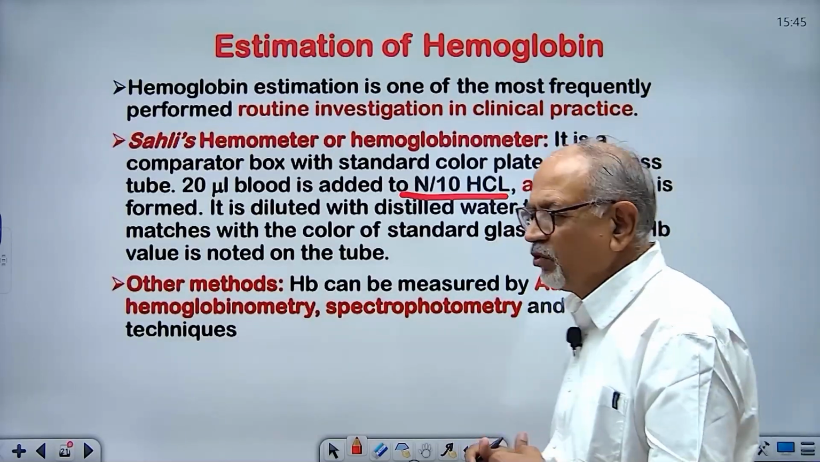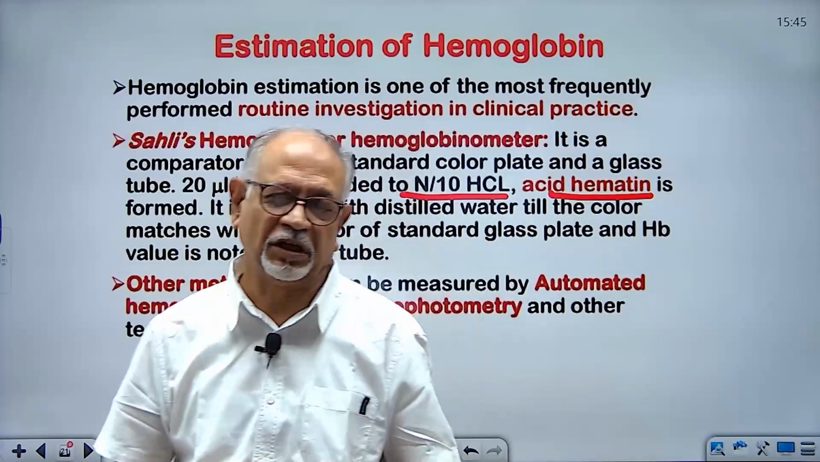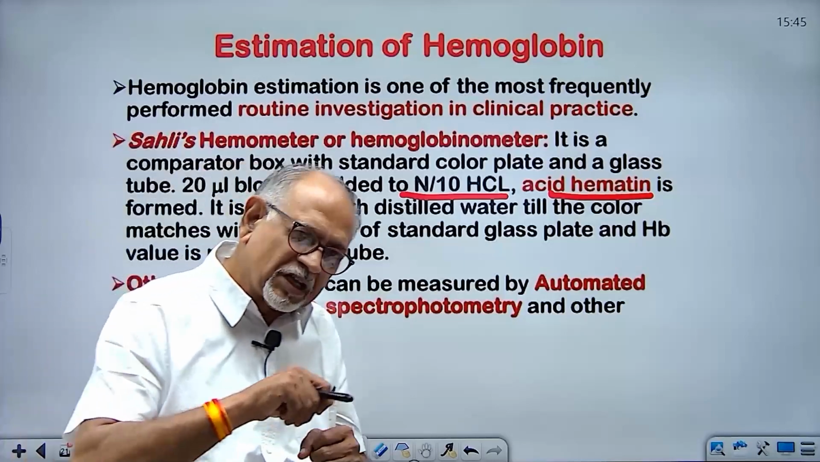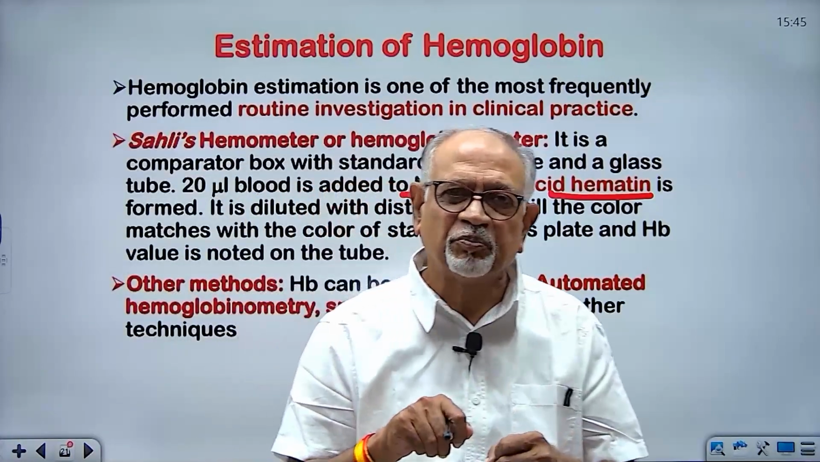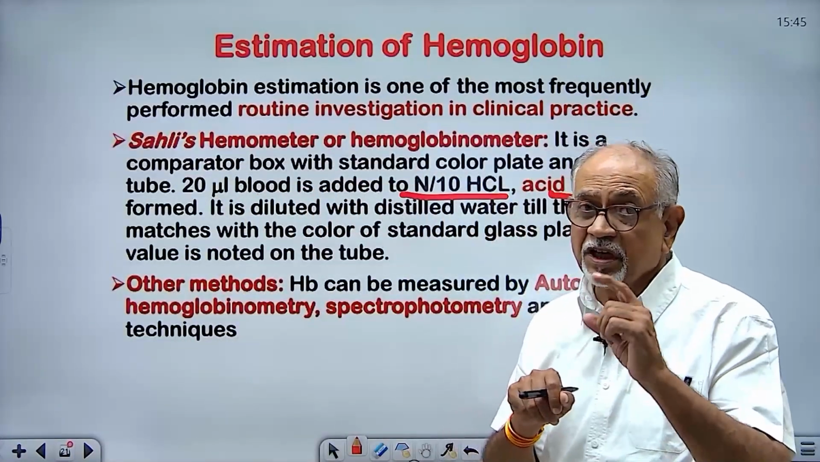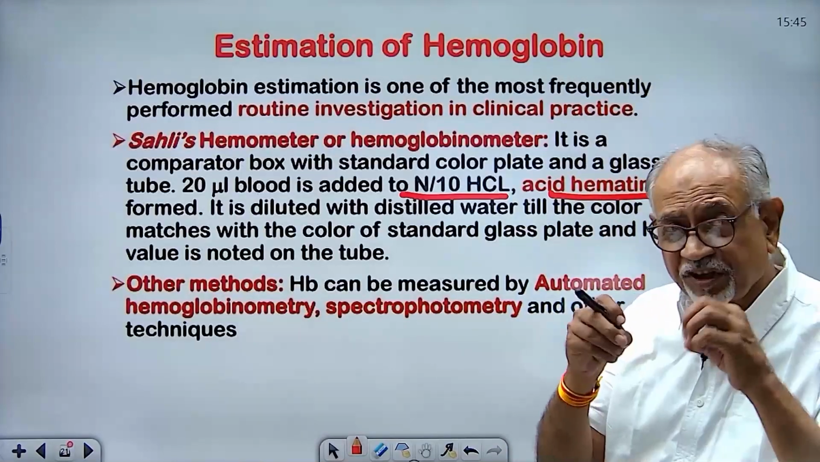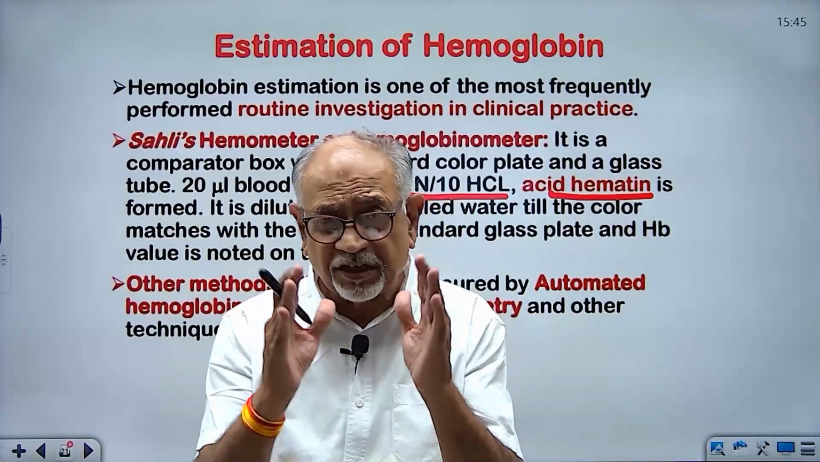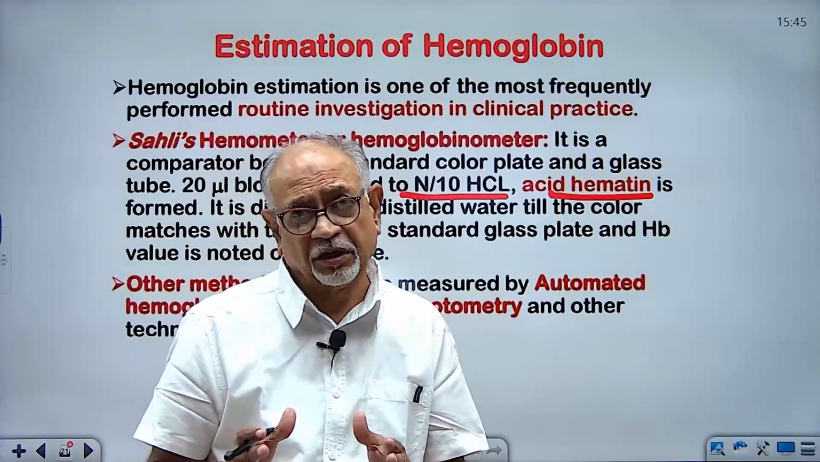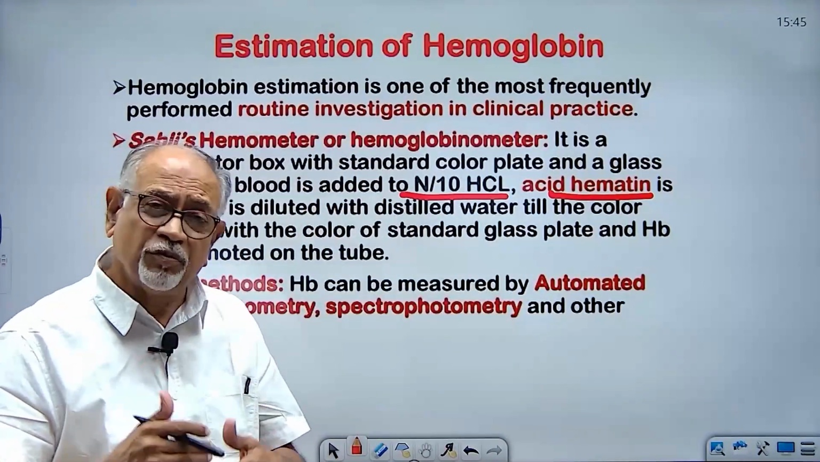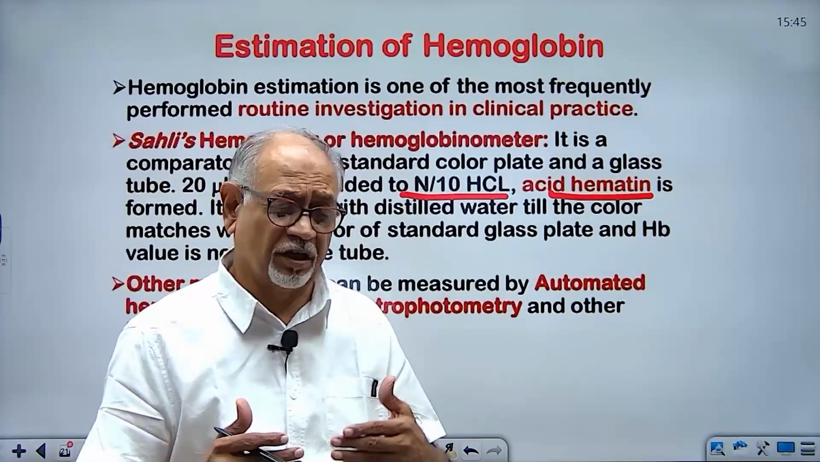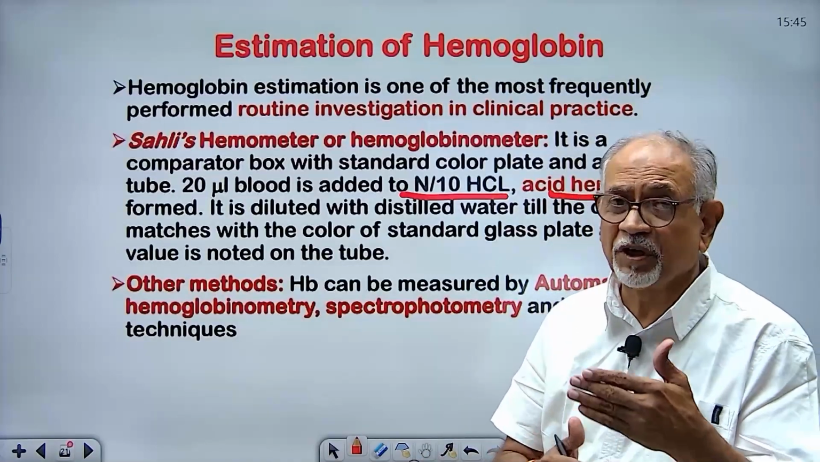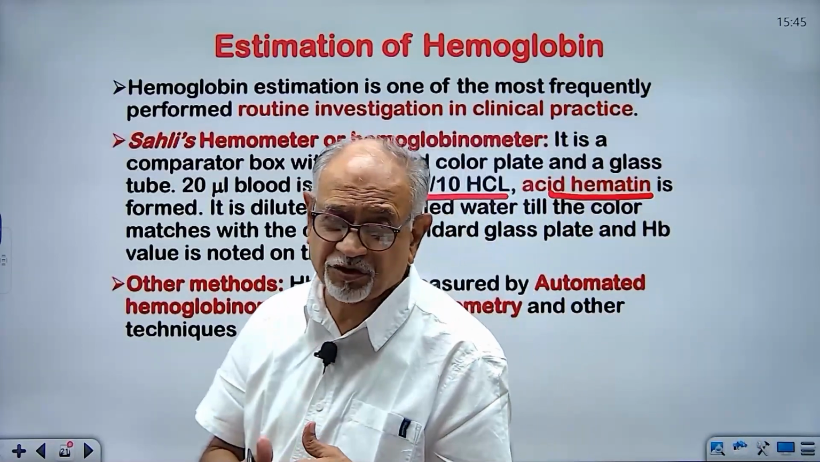This acid hemoglobin is brick red in color. Then we mix distilled water into it while continuously stirring it, till the color of the central tube in which the sample is there matches with the standard glass plate color, and then this tube is graduated so that you can read the hemoglobin percentage on this tube.